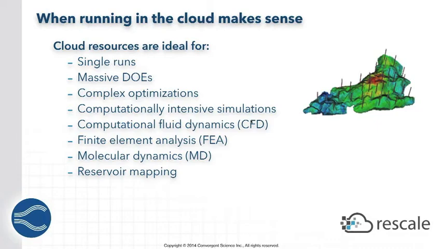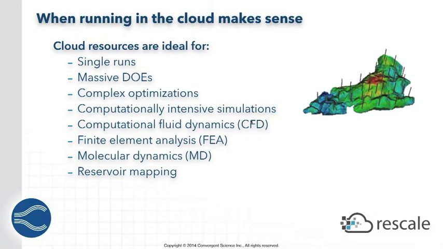So all of these features are great, but it's also important to understand what simulations you can run with cloud HPC. Today, cloud engineering platforms can accommodate everything from a single run to a massive DOE to complex optimizations. But jobs best suited for running in the cloud are embarrassingly parallel analyses and simulations that are computationally intensive, including MPI jobs. Small input data simulations also run very well with cloud resources, just because data transfer times then are minimal.